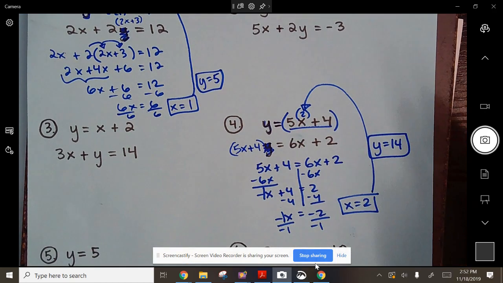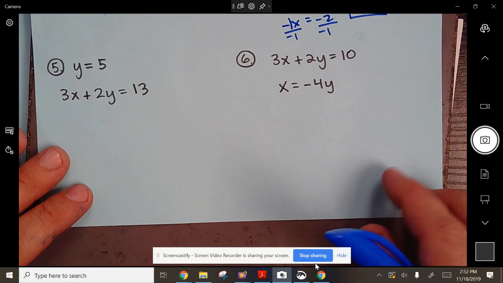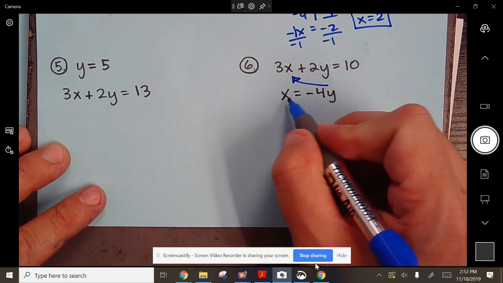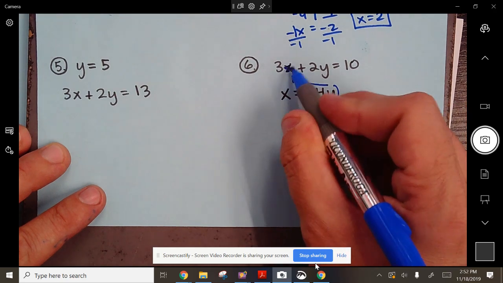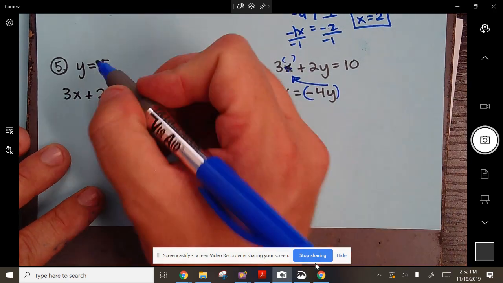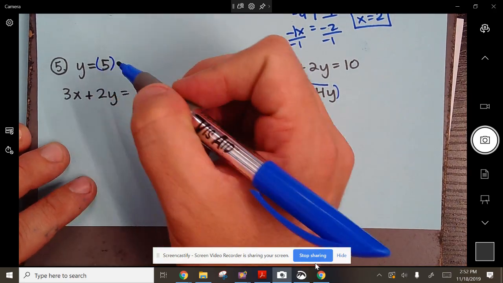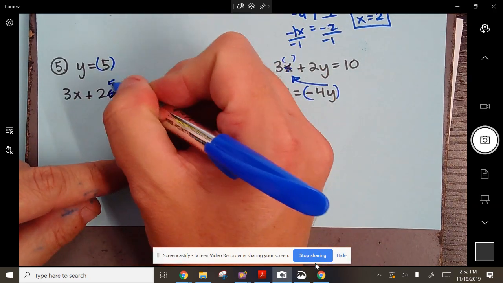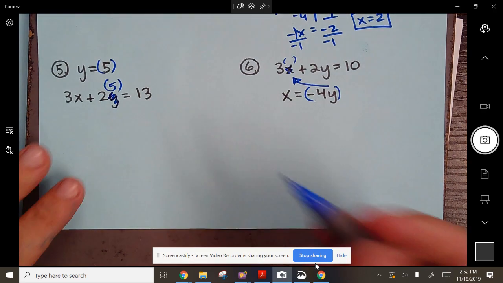All right. Let's look at this. This one's not too tough. I want you to put this in for x, because this all equals x. So cross that out and put that there. This one's a little confusing. This is 5 for y. So wherever you see y, you're going to put a 5. So replace that right there and do that.